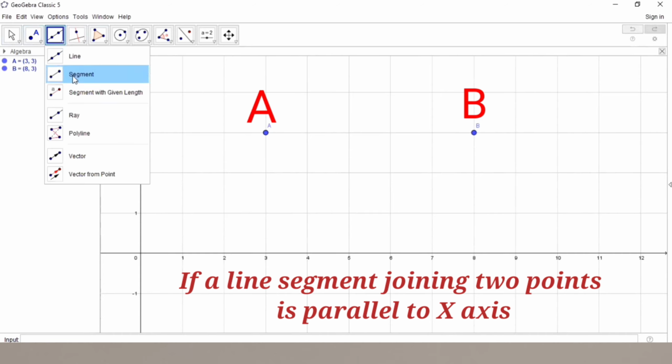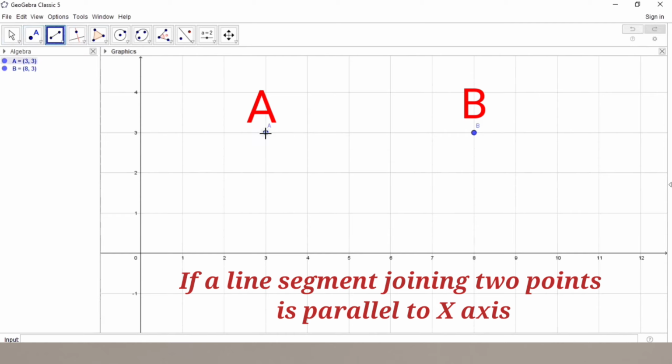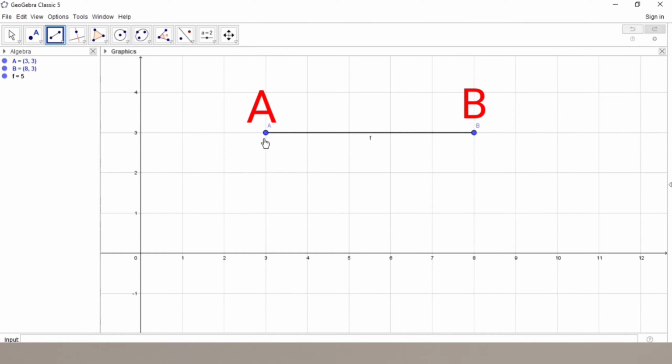segment joining these 2 points, that is, if we draw a segment joining points A and B, segment AB is parallel to x-axis. So we have to find the formula by which we can find the distance between these two. Let us consider the coordinates of point A as x1, y1 and the coordinates of point B as x2, y2.